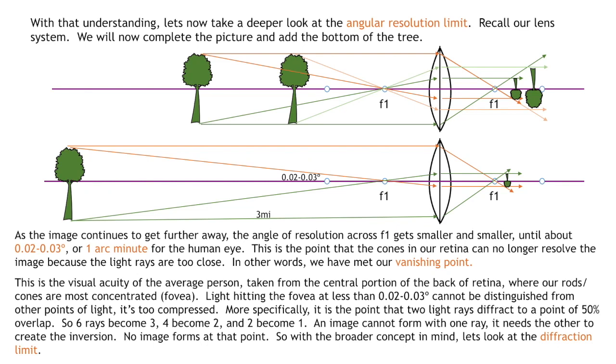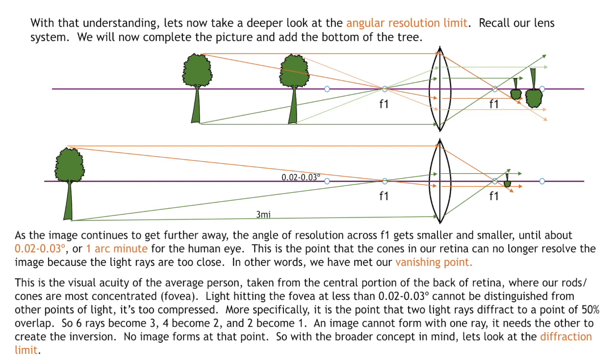So as the image continues to get further away, looking at the middle diagram, the angle of resolution across f1 gets smaller and smaller. As you can see between the two pictures, as we move this tree out to our left, that angle is getting smaller and smaller until it gets to about 0.02 to 0.03 degrees, or 1 arc minute of the human eye. And this is the point that the cones in our retina can no longer resolve the image because the light rays are too close. In other words, we have met our vanishing point, and the information cannot be resolved.